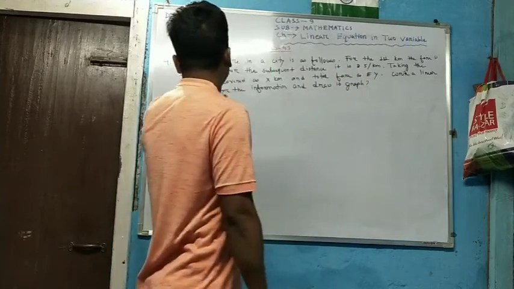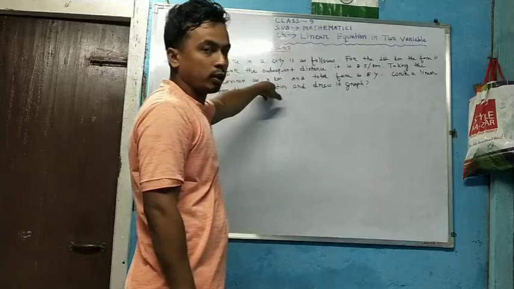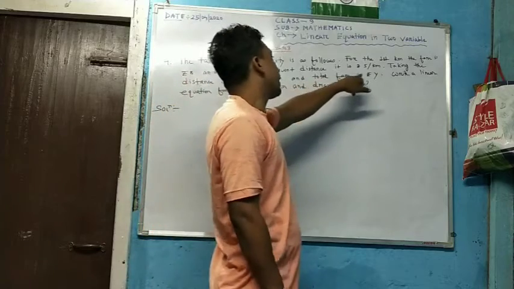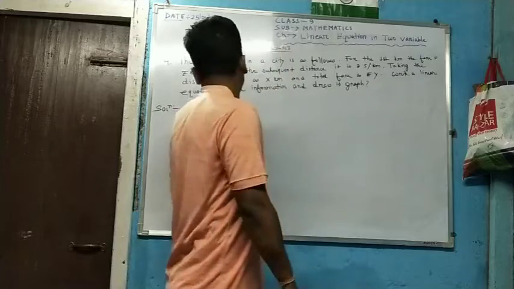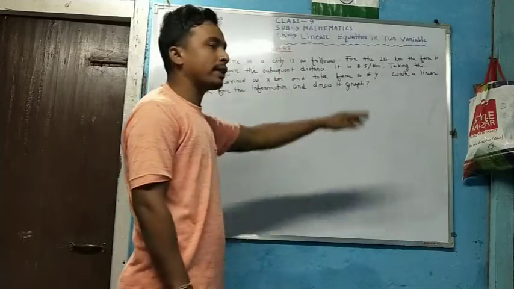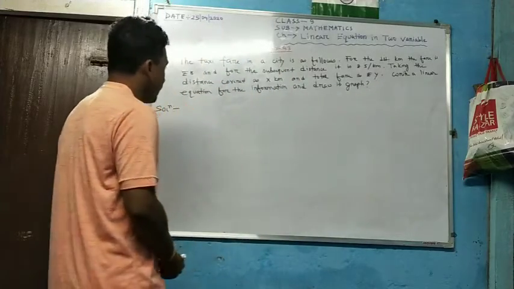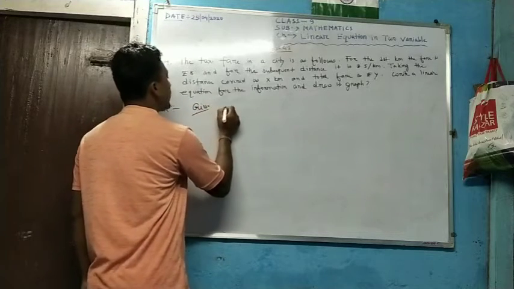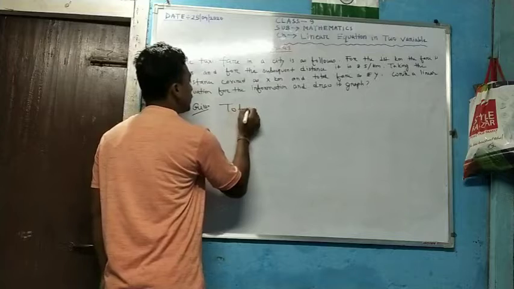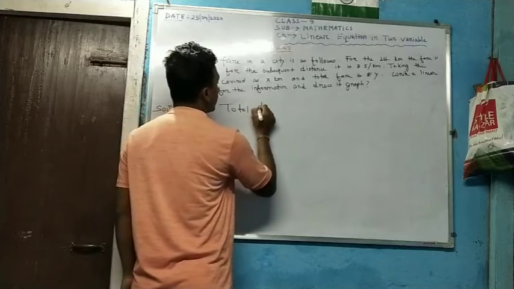Now taking the distance covered as x kilometer, the total distance covered is x kilometer, and the total fare is rupees y. What they have told us is to write a linear equation for the information and draw its graph. So, what is given? Given total distance. Just note it down in your notebook.